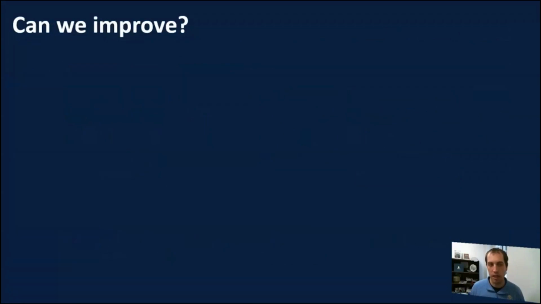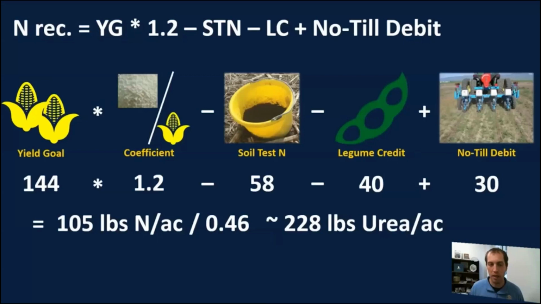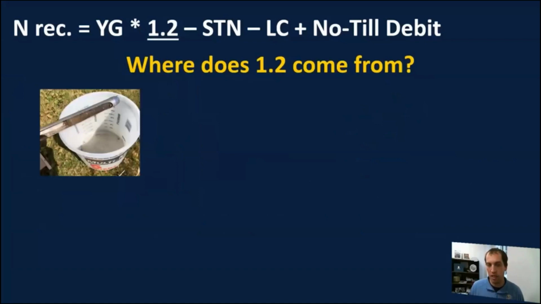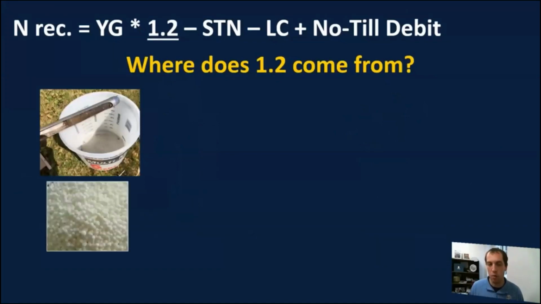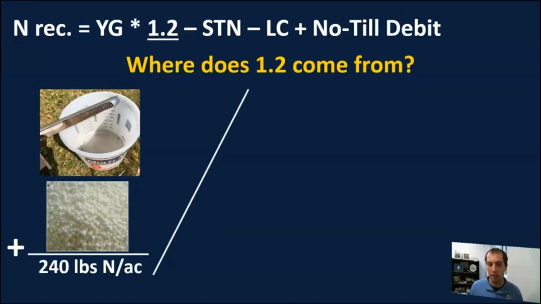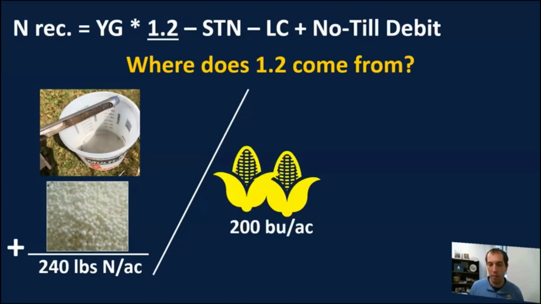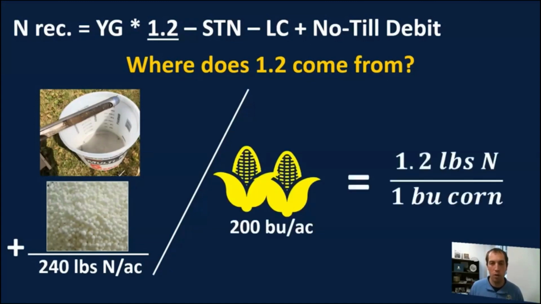So if we look at this equation that we've already spent some time on, one of the things that's changed over the years is this coefficient or multiplier, 1.2. And where that multiplier comes from is taking our soil test nitrogen from 0 to 24 inches, adding it to what nitrogen we needed from fertilizer. Let's say that's 240 pounds of nitrogen per acre. And then we divide that by the bushels per acre. If we do that in this instance, we get about 1.2 pounds of N per bushel of corn. So that's what we've used previously, and that's why we use that as a multiplier. But how accurate is that number today?